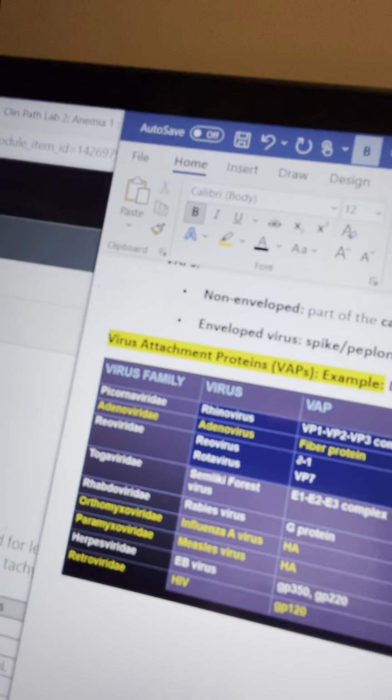Our VAPs, again, are virus attachment proteins. For non-enveloped viruses, they are part of the capsid or a protein extended from the capsid. For enveloped viruses, they are the spikes or peptide glycoproteins on the envelope. This is what I talked about in Virology 1 yesterday. We don't have to memorize examples of these, but here is a table. I'm not going to go over the table with you.